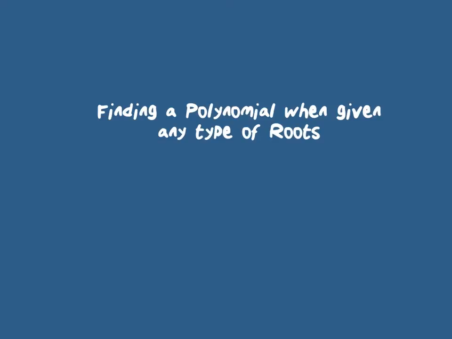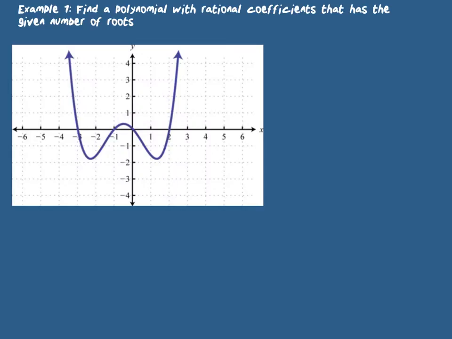In this video, we're going to be looking at trying to find a polynomial when we're given any type of roots. So in our first example, we need to be able to write a polynomial looking at a graph. So the first thing we need to do is identify our zeros. We have 2, 0, -1, and -3.